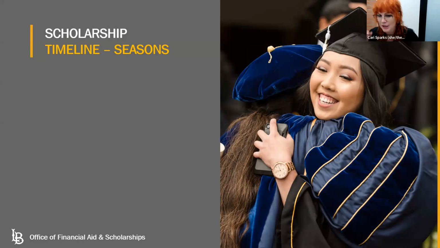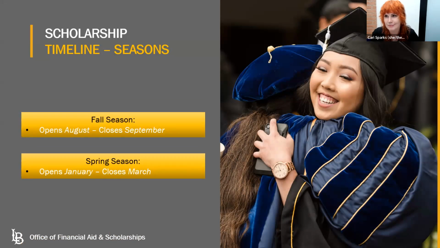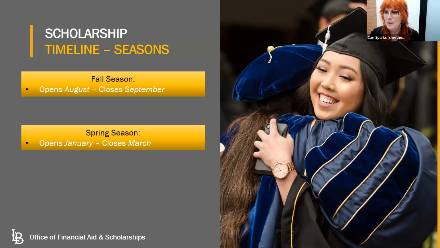There's an animation here, Cameron, you can go ahead. So there are 2 seasons of Beach Scholarships. There is the fall season, which opens in August and closes in September, so it's about a month long. And our spring season, which is currently open, opens in January and closes in March. We align the start dates with the start of the fall and spring semesters so that students don't have to remember multiple dates. They start school, they start their applications.